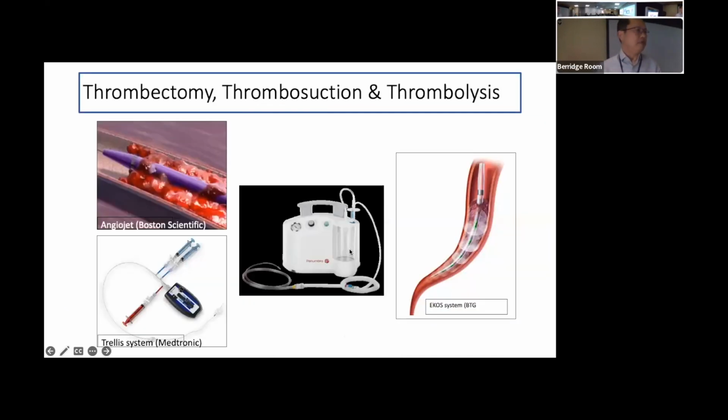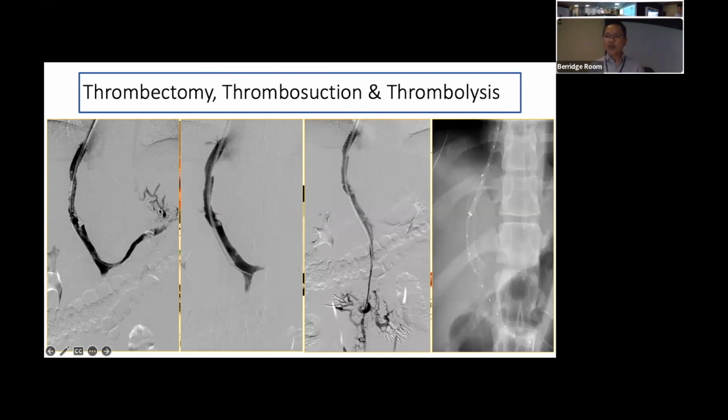So we used a series of different technologies for thrombectomy, thrombosuction, and thrombolysis to macerate the clot, and also to suck out the clot, and also to infuse lysis by catheter-directed thrombolysis. So after we did that, there has been some improvement. I think you will agree. Nevertheless, it's still quite narrow, the SMV here.